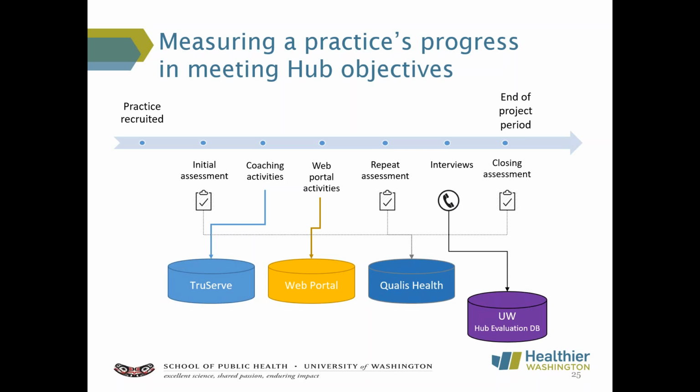And for that, the UW evaluation team will be conducting key informant interviews with a subset of practices. This data will be housed at UW, where we will integrate it with data from TrueServe, Resource Portal, and Qualys. And with this data, we'll be well positioned to describe and evaluate the important work of the hub. So that's a brief overview of the hub evaluation, and I'll now turn things over to Doug Conrad, who will discuss the evaluation of the payment models.